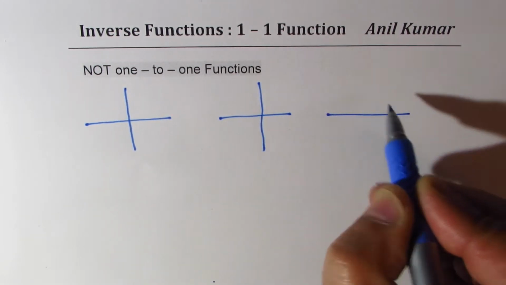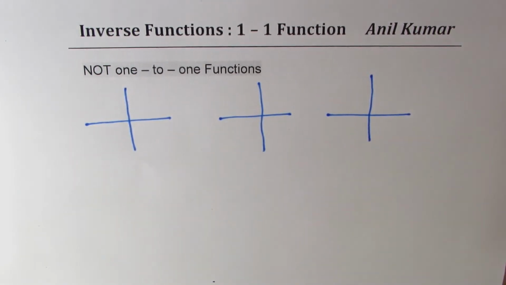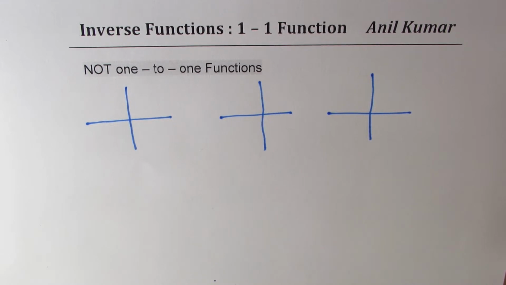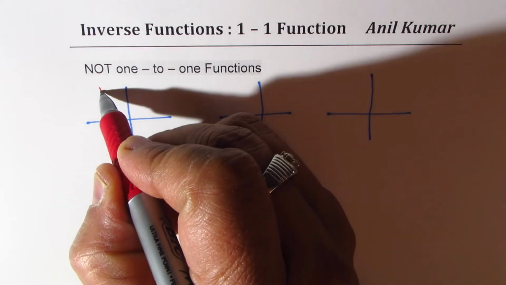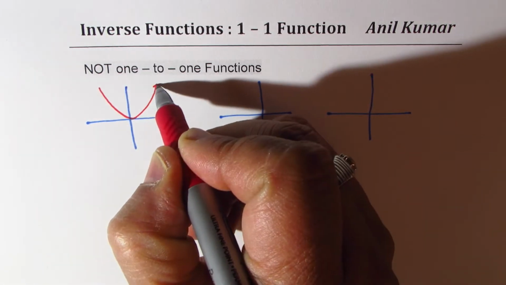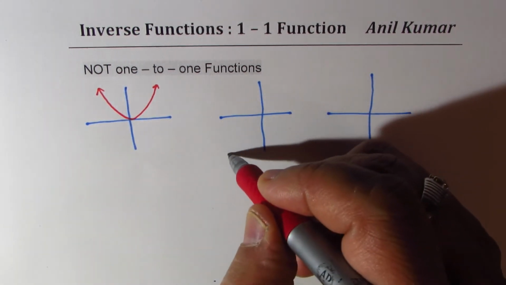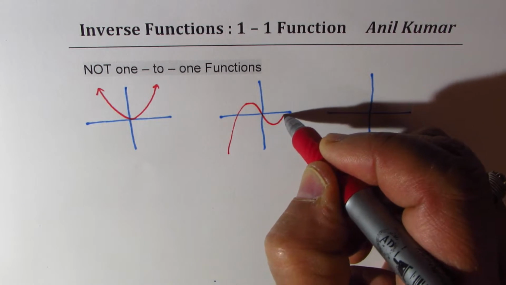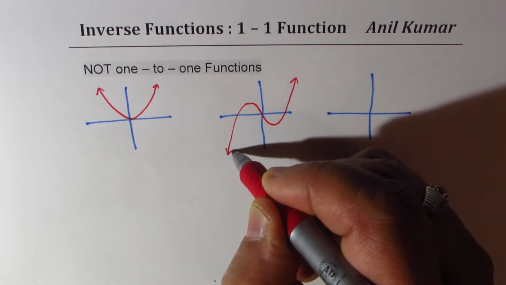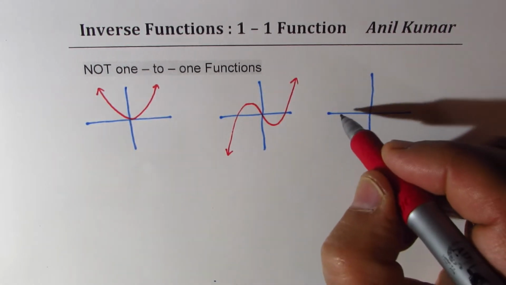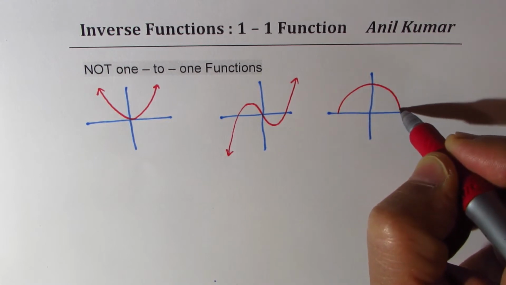Now, let me give you a few examples of functions which are not one-to-one. So we'll sketch few. For example, if I draw a parabola, is it a one-to-one function? Think about it. How about this? Is it a one-to-one function? Or a semicircle, for example.